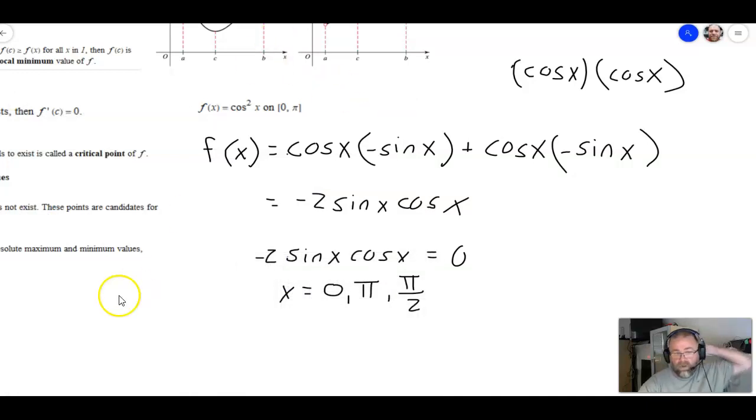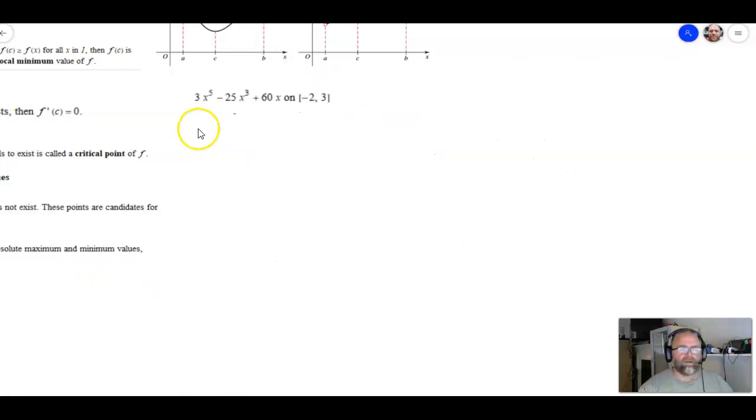All right, let's take a look at one more example here. Okay, now we have the function of 3x to the 5th minus 25x cubed plus 60x. Write that as y. Go ahead and find the absolute maximum value and the absolute minimum on the interval from -2 to 3. So go ahead and give it a try, and then when you're ready, unpause it, and we'll go through the solution.